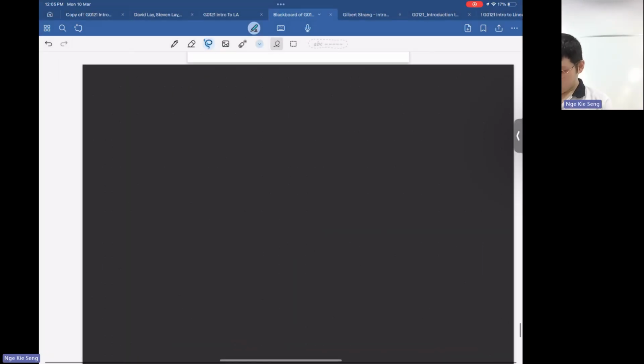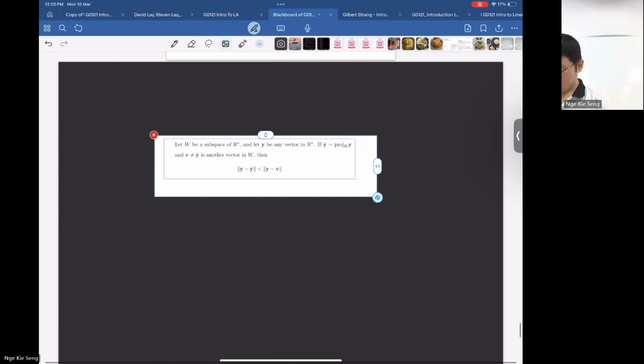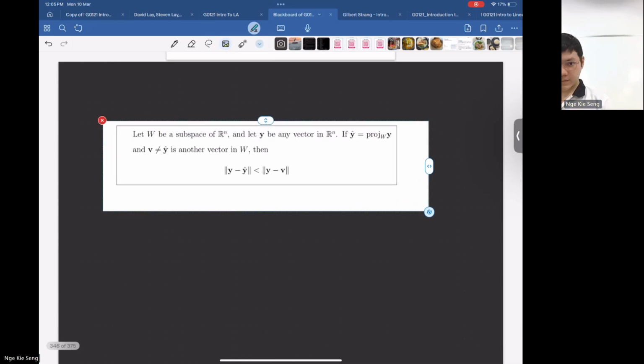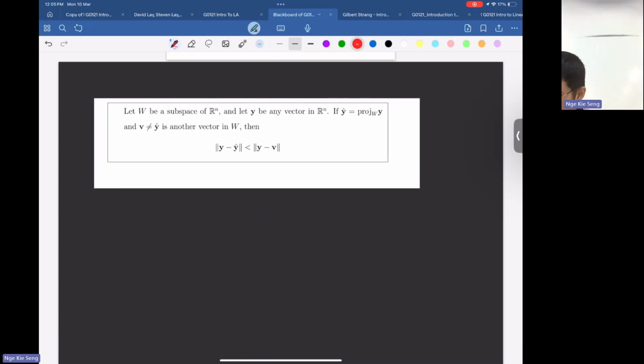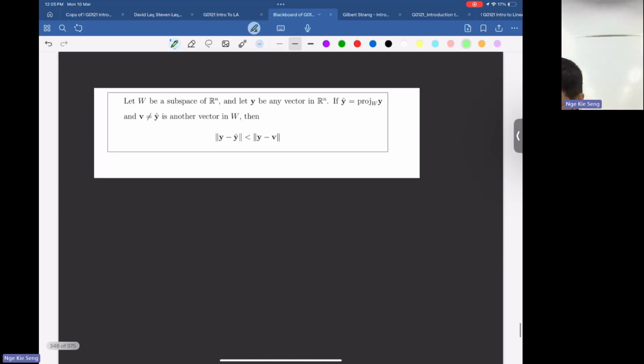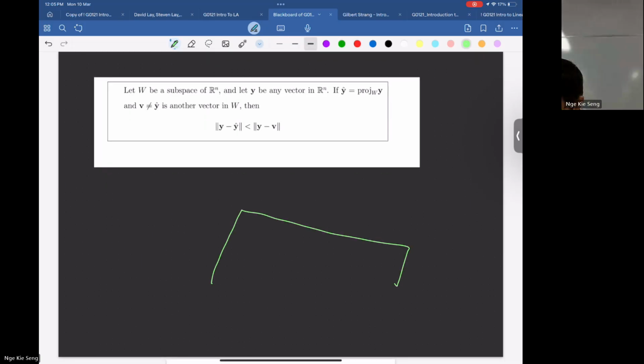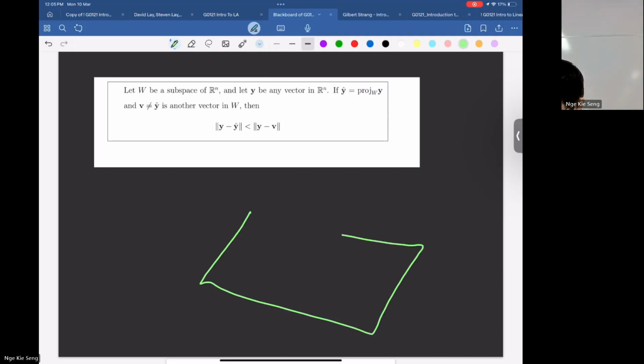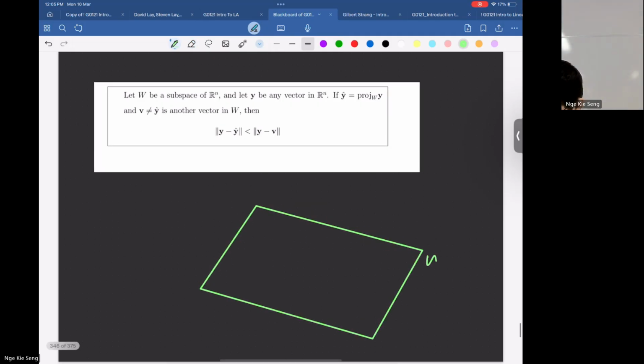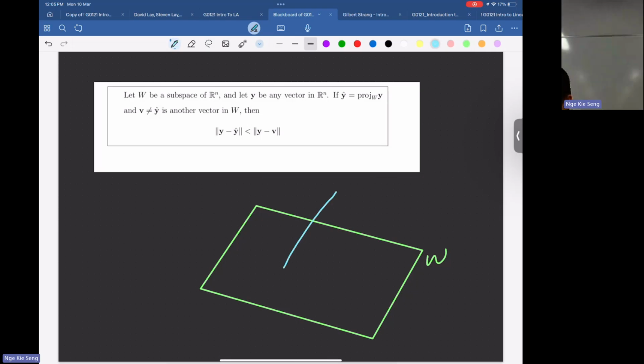Okay, right. Let's draw this picture. So you have a W. Let's draw this W first. And then y is any vector in Rn. Let's say here we take R3. And then W is a two-dimensional space here.